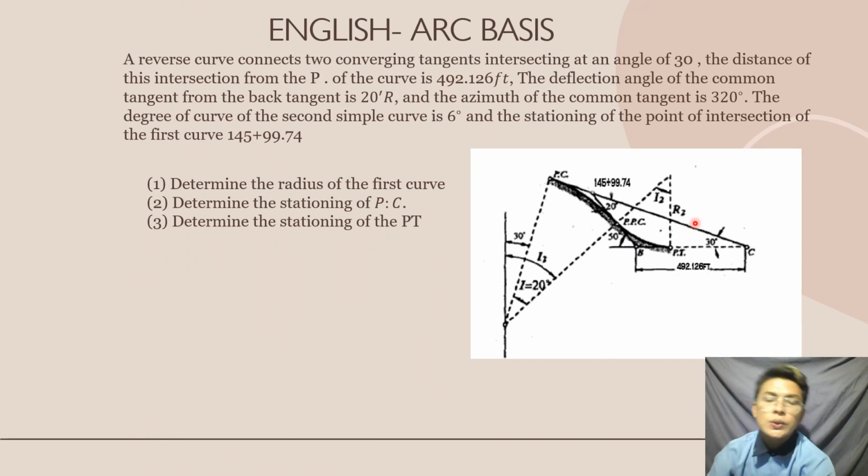Next is by using English arc basis. Here's our given example. A reverse curve connects two converging tangents intersecting at an angle of 30. The distance of this intersection from the P of the curve is 490.126 feet. The deflection angle of the common tangent from the back tangent is 20 and the azimuth of the common tangent is 320 degrees. The degree of the curve of the second simple curve is 6 degrees and the stationing of the point of intersection of the first curve is 145 plus 99.74. Here's our given figure, and we must get the first radius of the curve, stationing of PC, and stationing of PT.